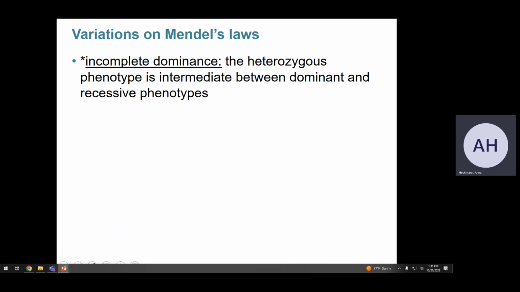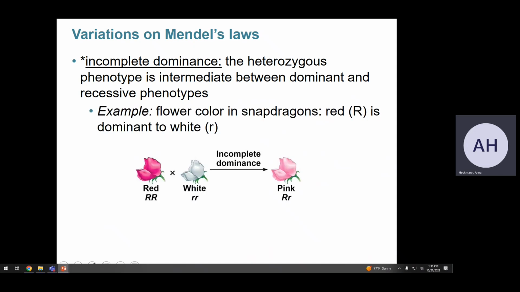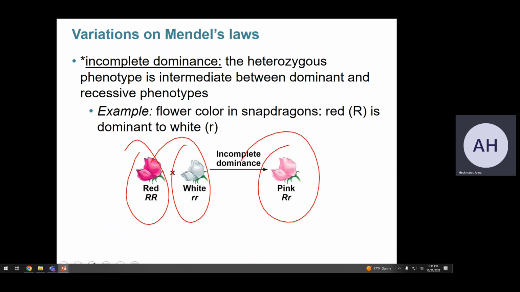Some genes display what's called incomplete dominance, where the heterozygote phenotype is intermediate between the dominant and recessive. In this example, red is dominant to white, but if a homozygous dominant snapdragon and a homozygous recessive snapdragon are crossed, the resulting heterozygote is pink. Red is incompletely dominant.